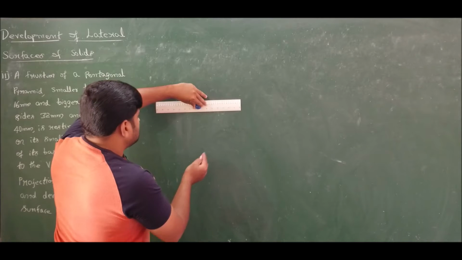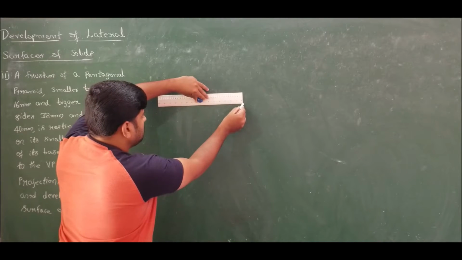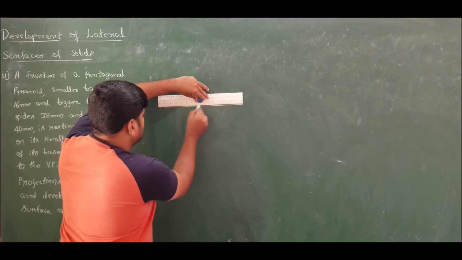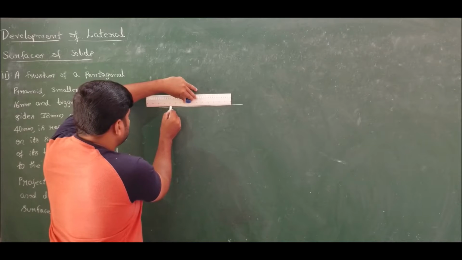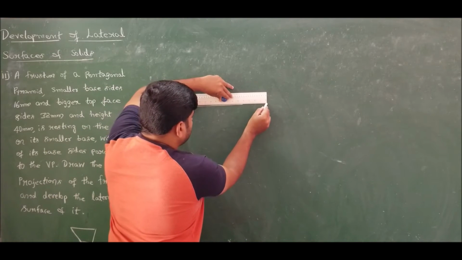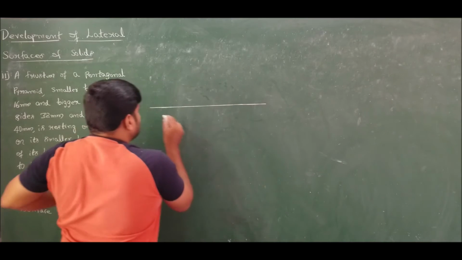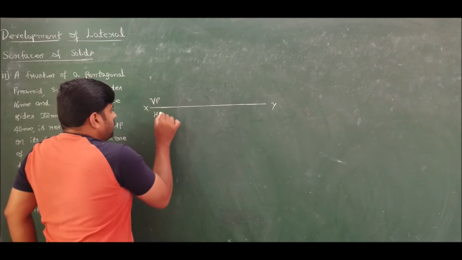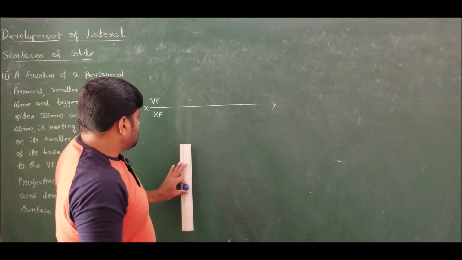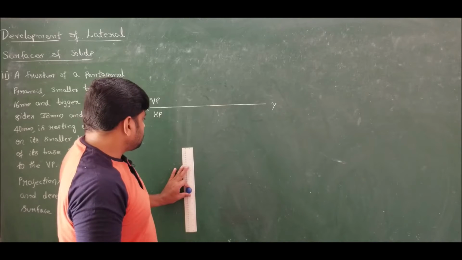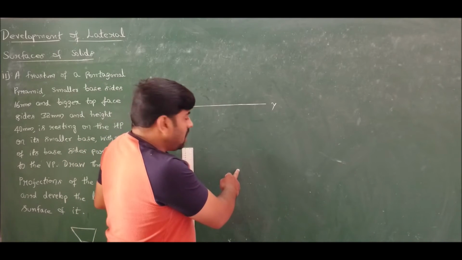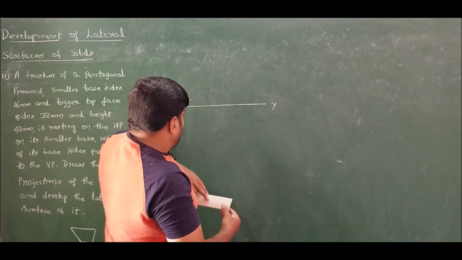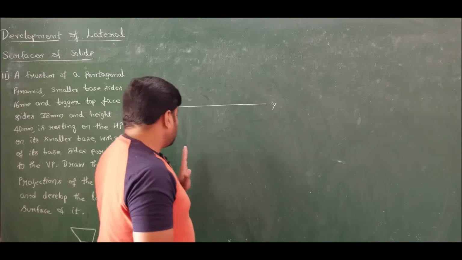First, let us draw the top view, for which I will fix the reference line XY and mark the vertical plane and horizontal plane. This is X and this is Y. Now either I can solve by taking an edge towards the right and a corner towards the left, or I can keep an edge parallel to VP.